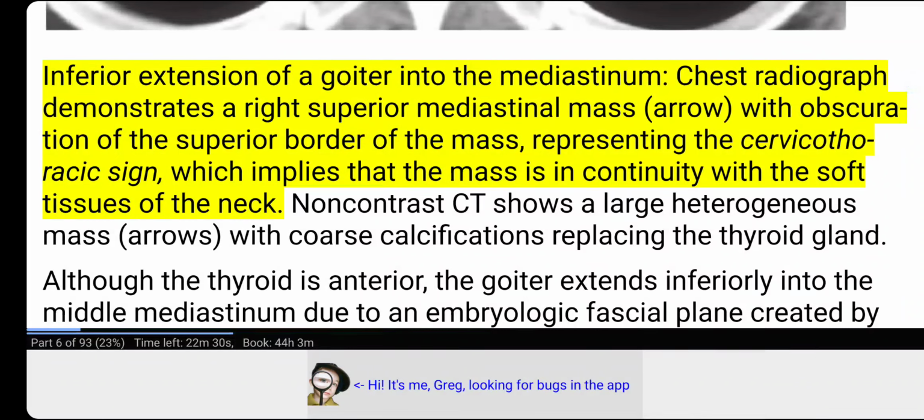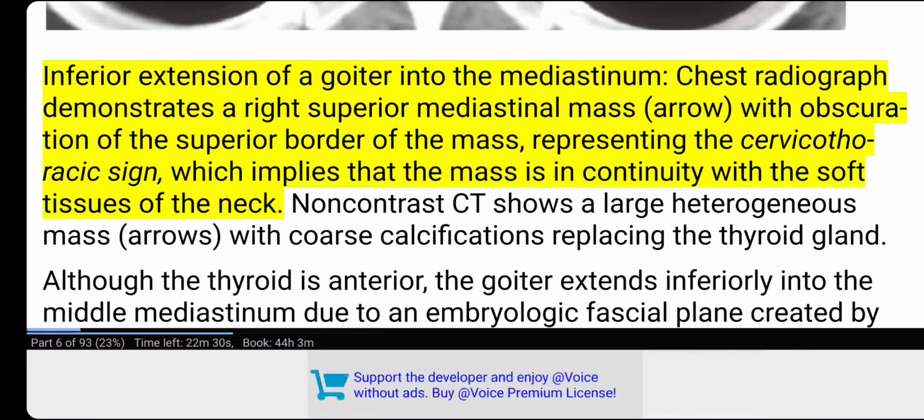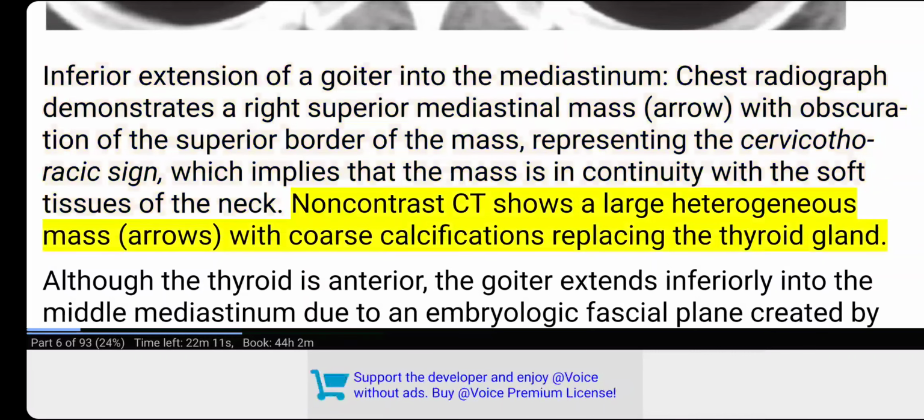Inferior extension of a goiter into the mediastinum. Chest radiograph demonstrates a right superior mediastinal mass, arrow, with obscuration of the superior border of the mass, representing the cervicothoracic sign, which implies that the mass is in continuity with the soft tissues of the neck. Non-contrast CT shows a large heterogeneous mass, arrows, with coarse calcifications replacing the thyroid gland.